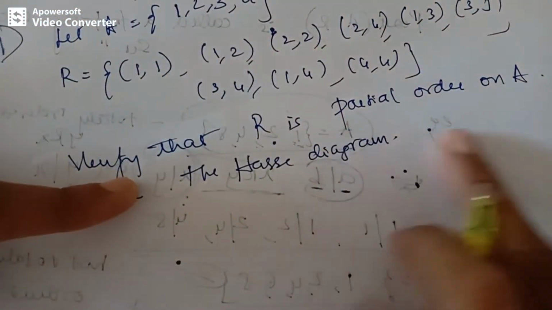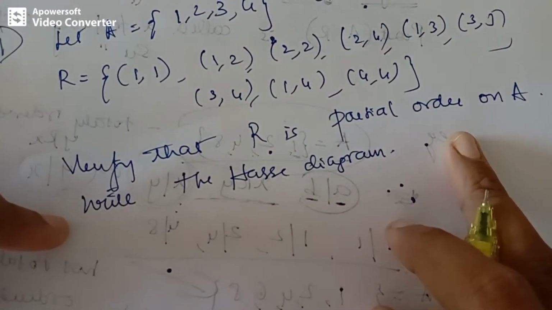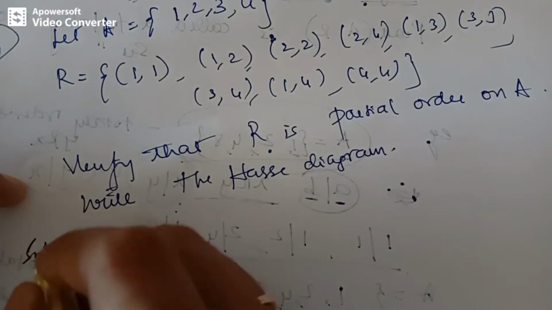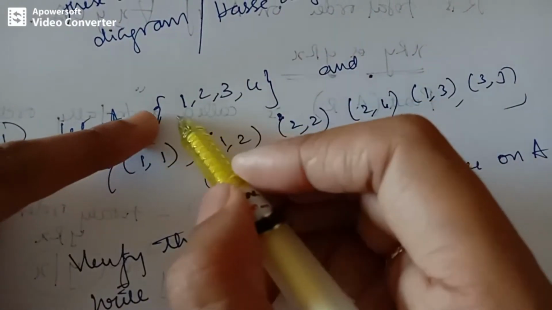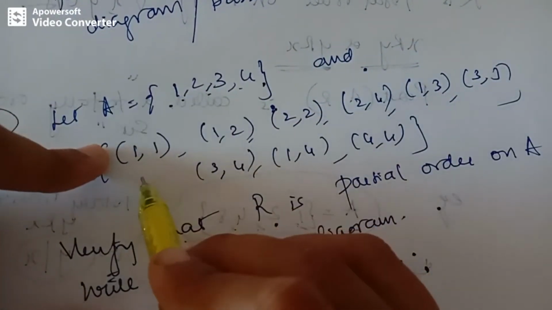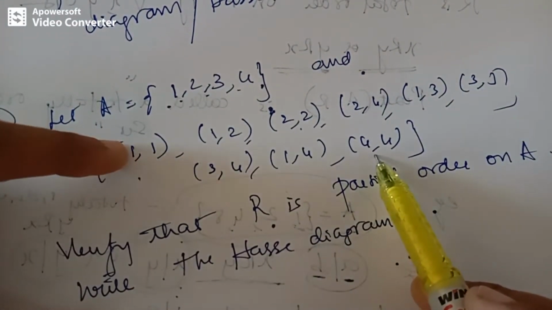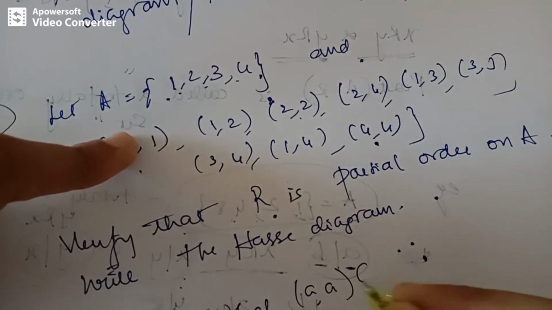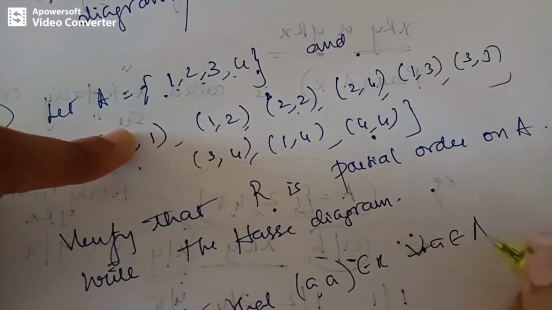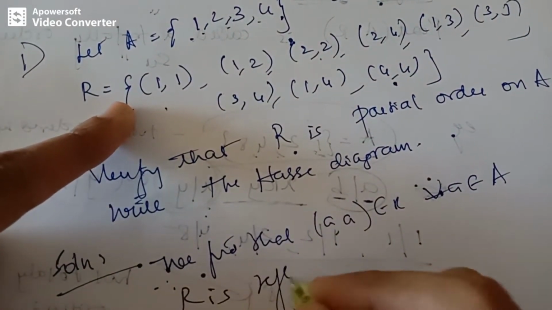First of all, we need to prove that R is a partial order on set A, and then we need to draw the Hasse diagram. In order to prove that R is a partial order on set A, we need to verify the three properties. The first property is regarding reflexivity. When you observe the set, each and every element must be related to itself. That is, 1 is related to 1, 2 is related to 2, 3 is related to 3, and 4 is related to 4. All the elements are related to themselves. Therefore, we find that (a, a) belongs to R for every a in the set, so R is reflexive.